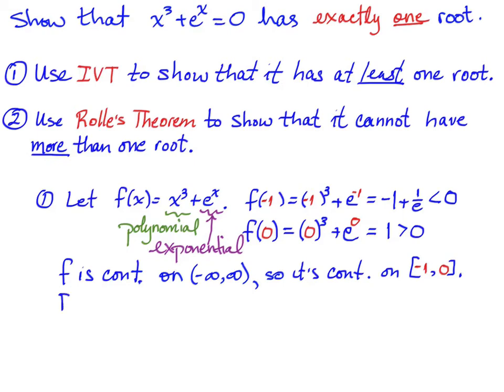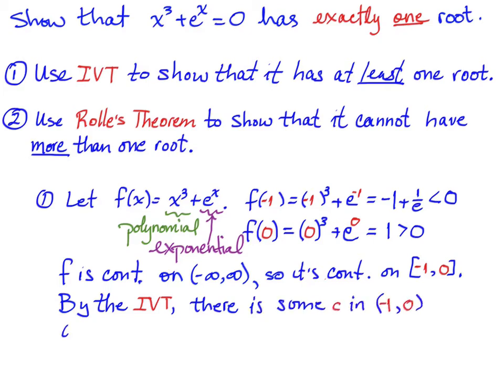And so by the intermediate value theorem, that theorem tells us, well, it couldn't skip over. It went from negative to positive, so there's some number c in the open interval, so c is in between -1 and 0, where f of c is equal to 0. So it had to cross the x-axis.